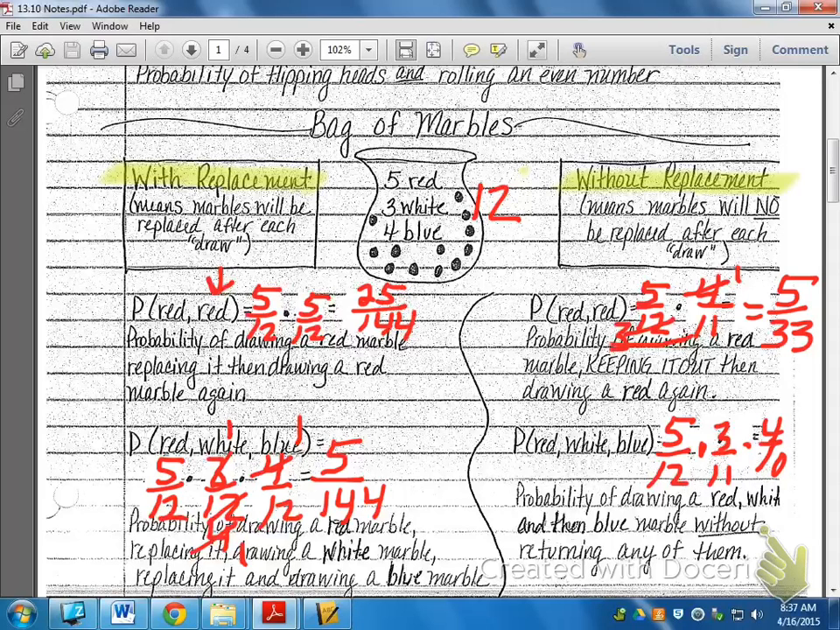So I'm going to cancel the 5 and the 10 and make it 1 and 2. I'm going to cancel the 4 and 12 and make it 1 and 3. Cancel my 3s, make them 1 and 1. Man, I just about canceled everything out, didn't I? 1 times 1 times 1 on the top is 1. And the bottom, 1 times 11 times 2, 22.